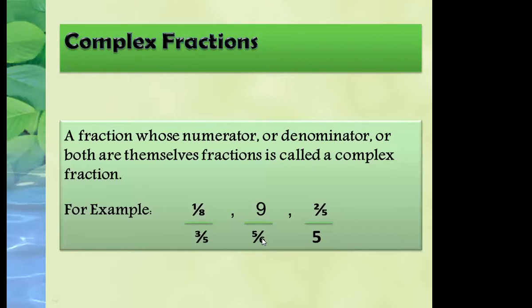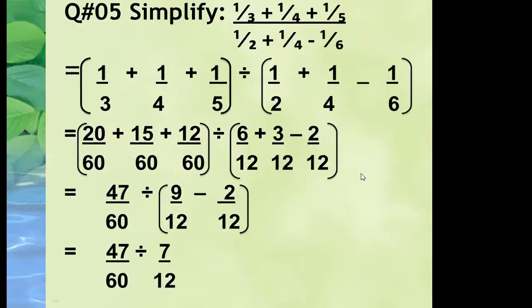So this type of fraction is called a complex fraction. Here you have a numerator that is a fraction, but your denominator here is 5, a whole number. So this is again a complex fraction. In the previous lecture, I told you how to solve complex fractions. Now I'm going to solve a slightly more difficult complex fraction in today's lecture.